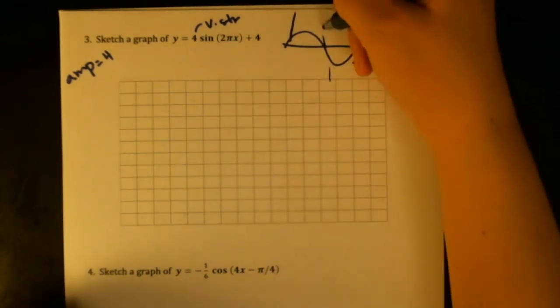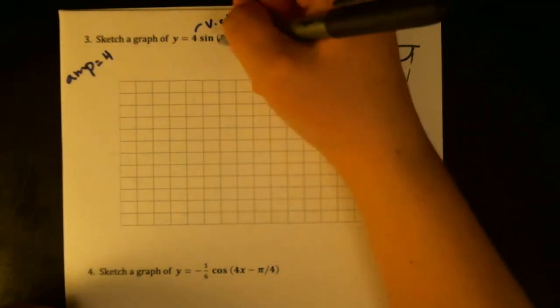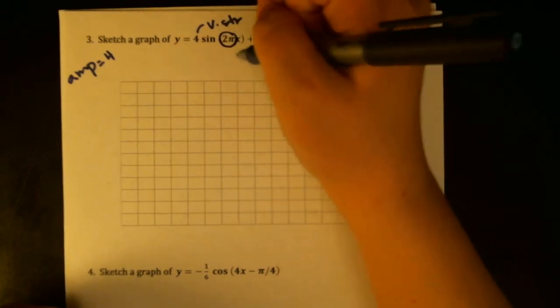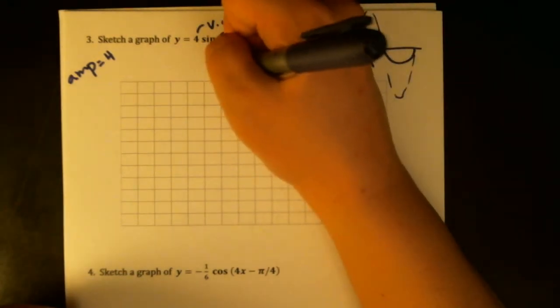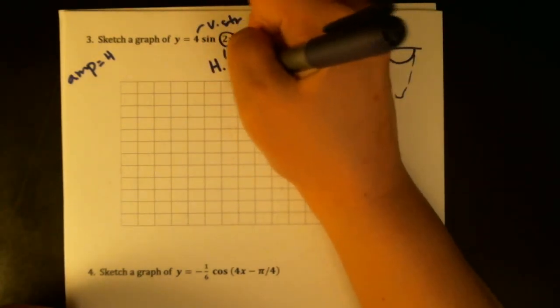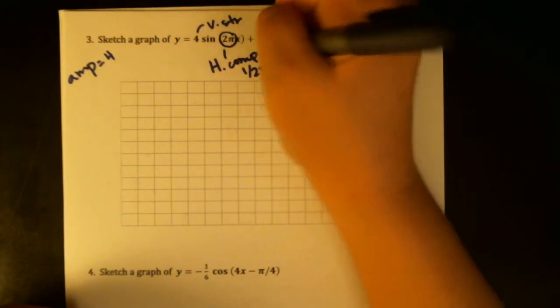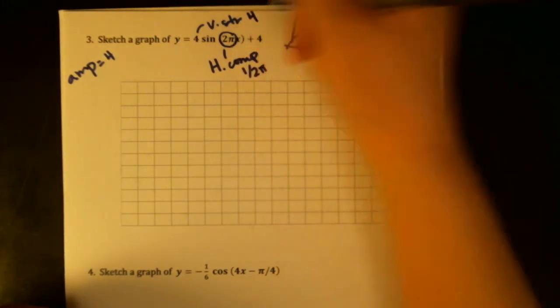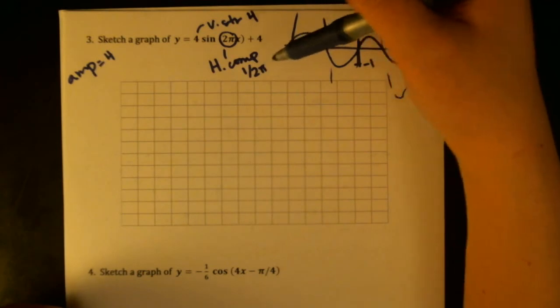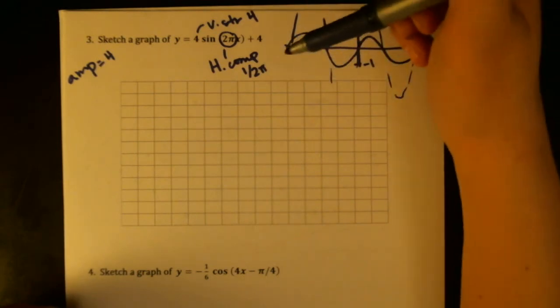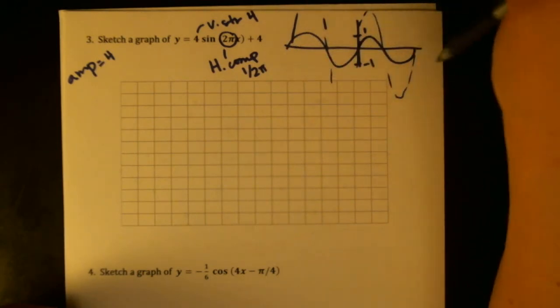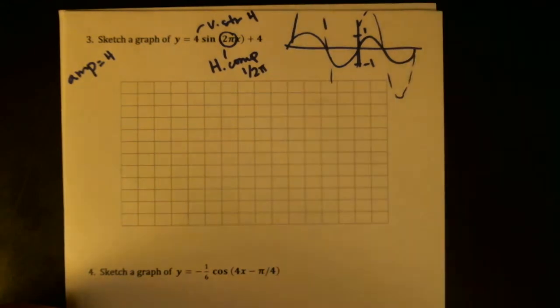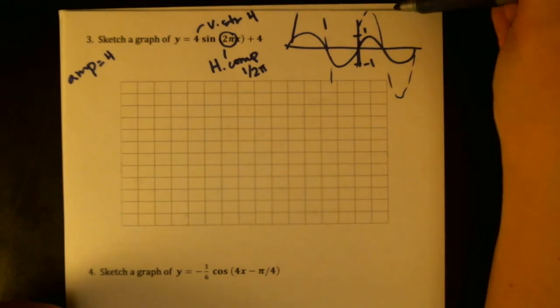Okay, and then we have what seems like a really bad plan. This is horizontal compression by 1 over 2 pi. So this is vertical stretch by 4 and horizontal compression by 1 over 2 pi. So sounds awful, but if you think about the normal period and where we put our tick marks, dividing pi out of all of that actually works out really nicely.